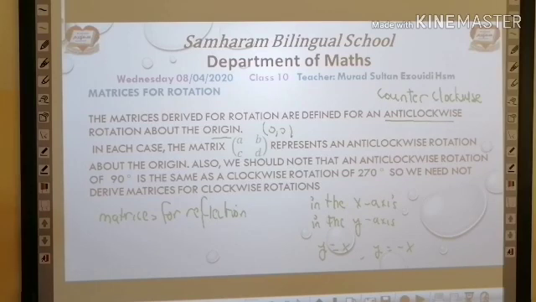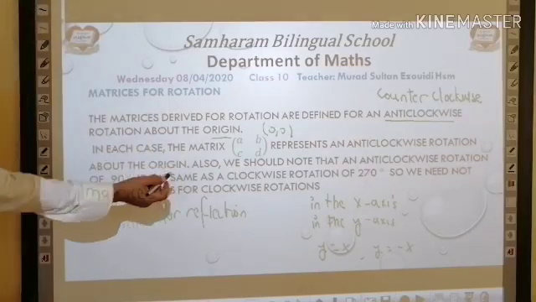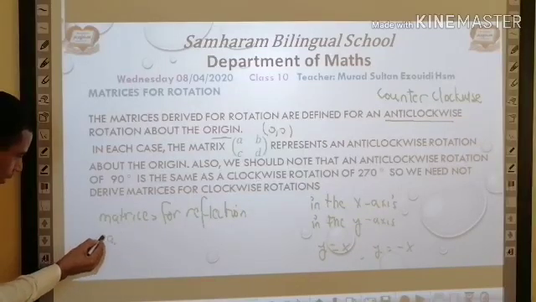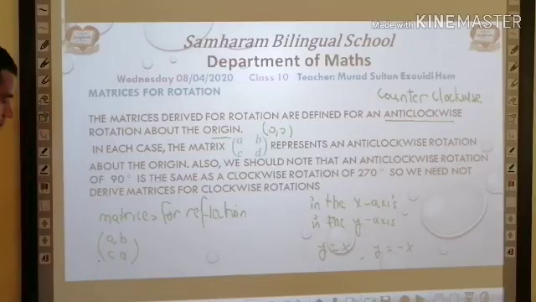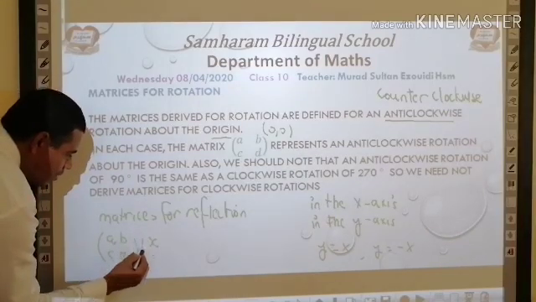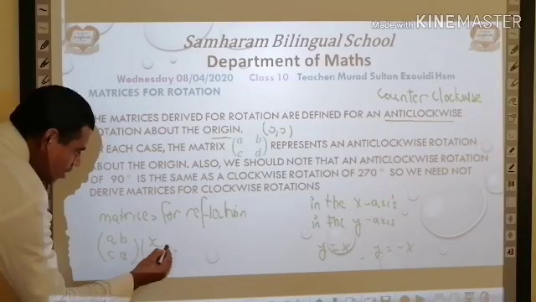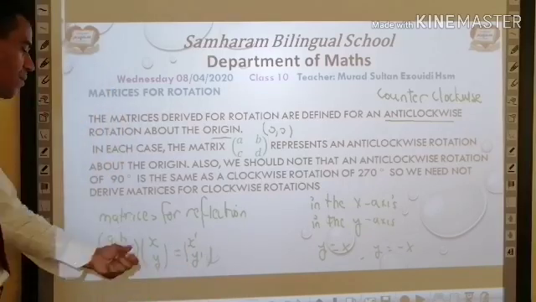In general form, to find the coordinates of the image of a point under rotation about the origin (0, 0), you use what we saw before. A square matrix of order 2 by 2, multiplied by the column vector of the point, equals the column vector of the image.